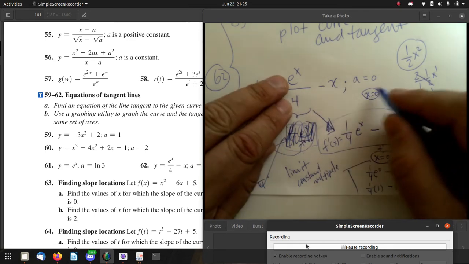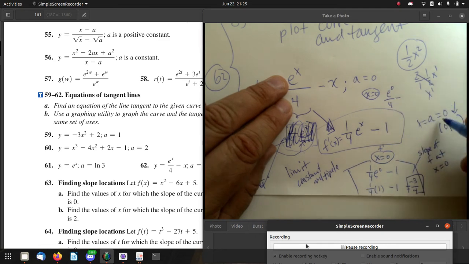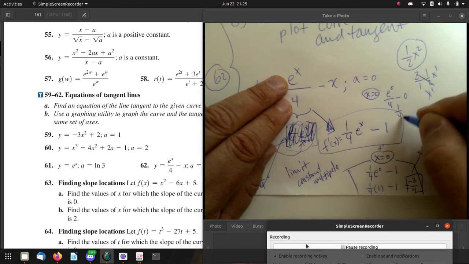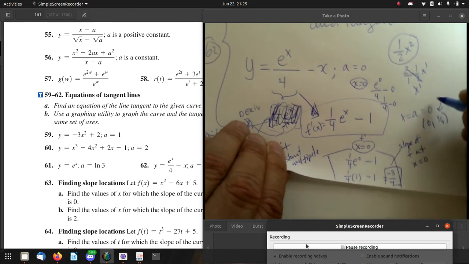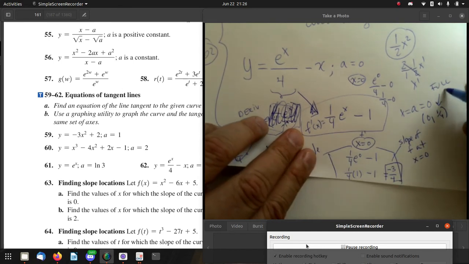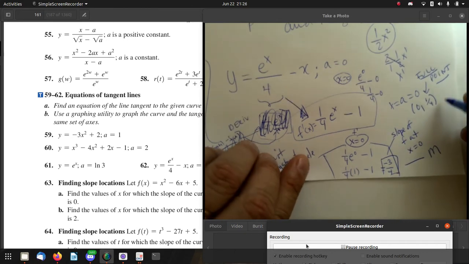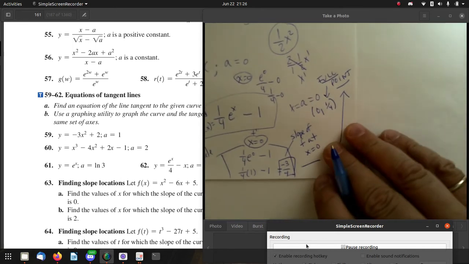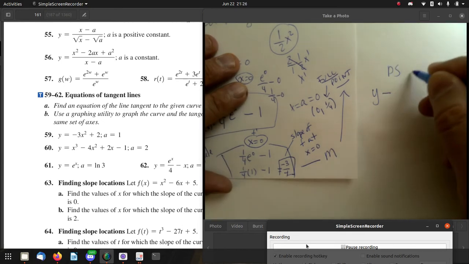If we do that here, we get e to the 0th over 4 minus, and then we plug in 0 for x, and we get 1/4 minus 0, which is just 1/4. So that's the full point we had to solve for. Now that we have the full point, and now that we have m, we can use these together to generate the equation of the tangent line, which we're going to do now. And we're going to use point slope form.